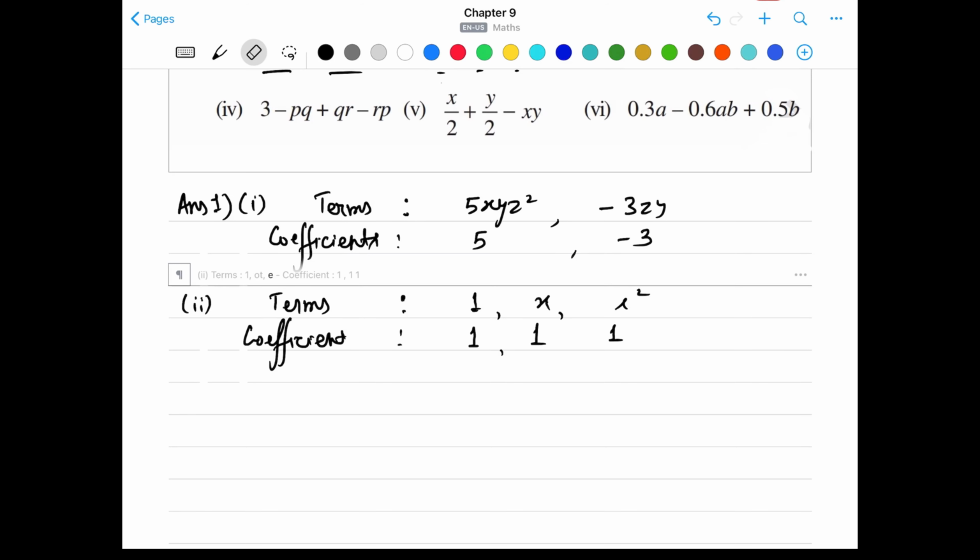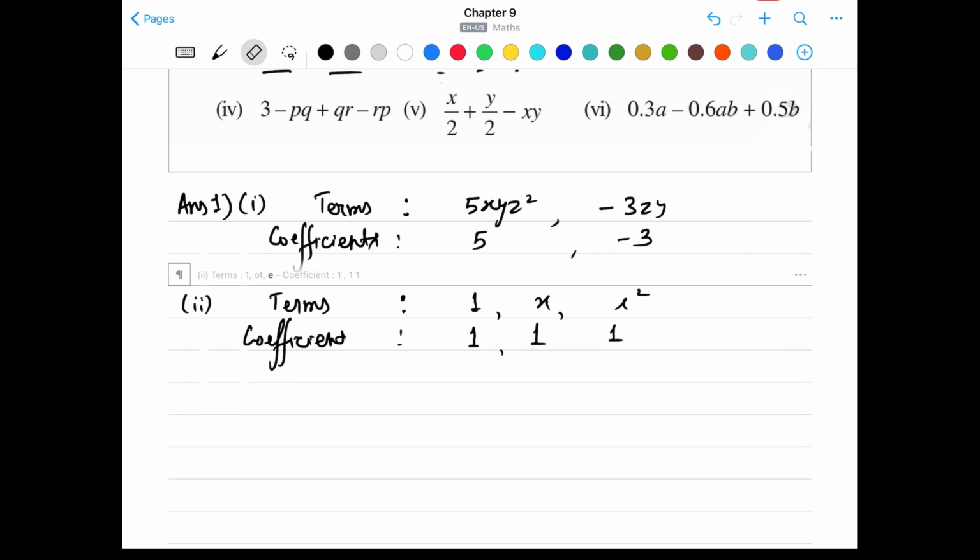Now the last expression here is 0.3a minus 0.6ab plus 0.5b. So terms will be 0.3a, minus 0.6ab and plus, that is, you can write 0.5b. Coefficient here will be 0.3, minus 0.6, and for this one 0.5. Okay, so that's how you can write the terms and their coefficients.